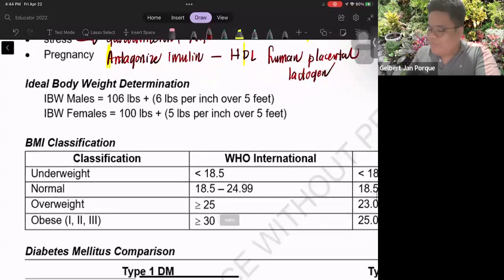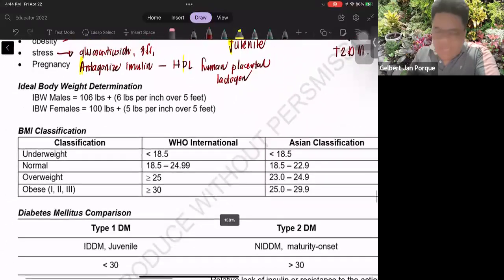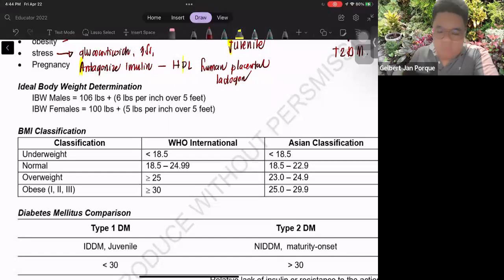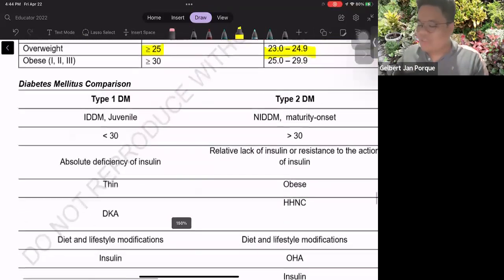Now, class, this is the classification of the BMI. I've derived this from a medicine book. Why did I have this shared for you, class? Because this has a consideration on the Asian classification. If you follow the WHO classification, 25 is still what is considered overweight. Class, in the Asian classification, 23.0 could already be considered overweight. So, just for you to be reminded, it's also a risk factor.